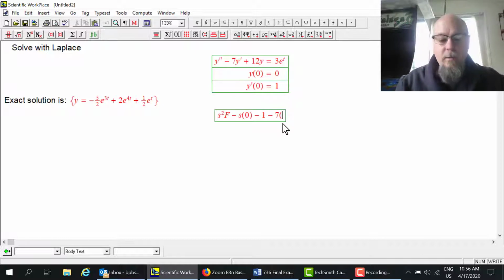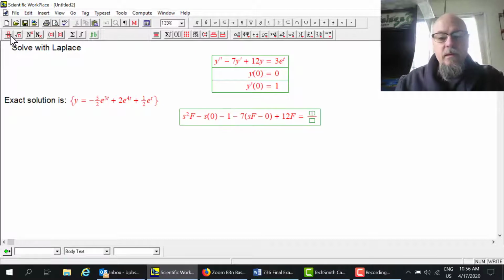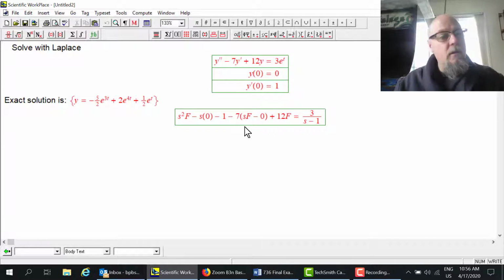Minus 7 times, I put the brackets in there so I don't mess up this minus sign. Now the Laplace of y prime is s f minus y naught, plus 12 times the Laplace of y, equals, now I'm Laplacing 3 e to the t. That's going to be 3 over s minus 1. So first step, take the Laplace of both sides.